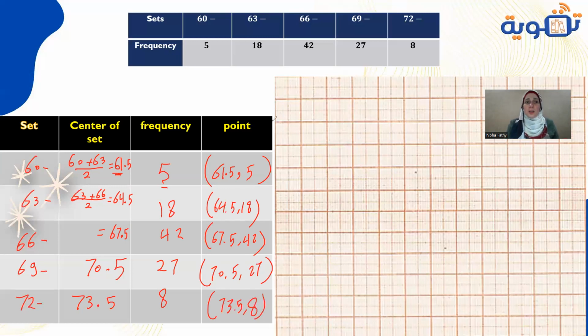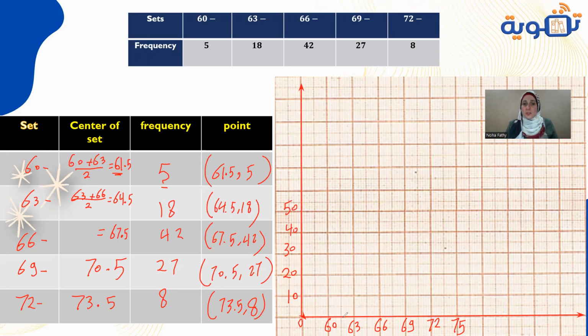How to draw it? I will draw 2 axes. You must write the name of the axis here. This is the set, and this is the frequency. Then I will write here 0. Then I will write the numbers 60, 63, 66, 69, 72. Then increase one number, it will be 75. And here I will divide it according to the numbers, so I will write 10, 20, 30, 40, then 50.